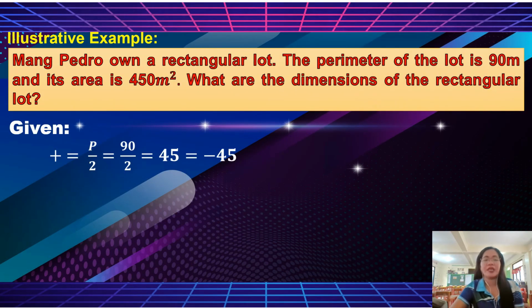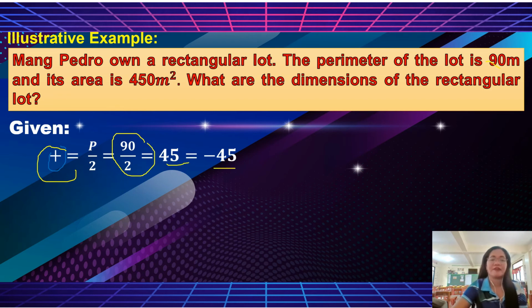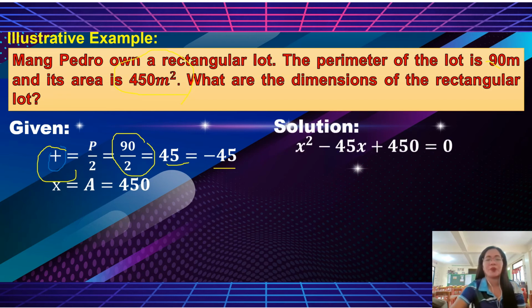Okay, now, we are given the sum of the roots. Again, ang sum of the roots nato is the perimeter over 2 and our perimeter is 90 over 2. 90 divided by 2 is 45 and its opposite is negative 45. And the product of roots will be the value of our area, which is 450. For our solution, automatic, so we have x squared. Your negative 45x will be your linear term. Your area, which is 450, will serve as your constant.